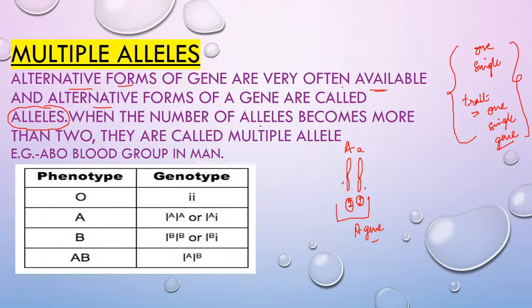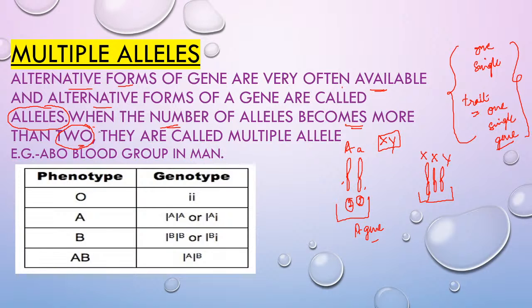Now, when the number of alleles becomes more than 2, suppose in normal condition there are 2 alleles, but in abnormal condition there can be more than one allele. In the case of a normal male chromosome, but in the case of Down syndrome, what is there? XXY. So one more chromosome is present, one more gene is present, one more allele is present. So when the number of alleles becomes more than 2, generally 2 alleles are coding for a single gene.